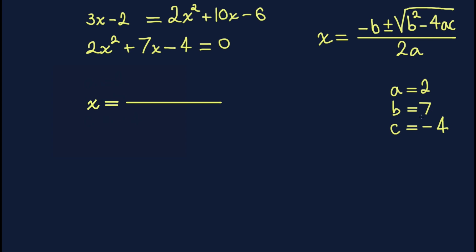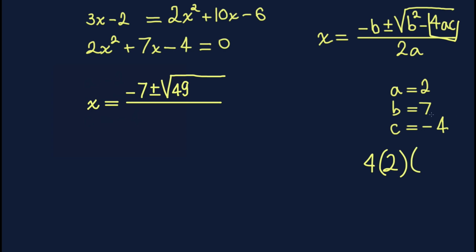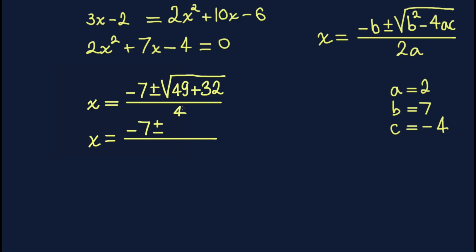Minus b will be minus 7. B squared is going to be 49. 4ac will be 4 times 2 times minus 4, which gives minus 32. And we have a minus sign in front of it. So we are back to positive 32. All over 2a, which is 4. Then we have 49 plus 32 equals 81, and the square root of 81 is 9.